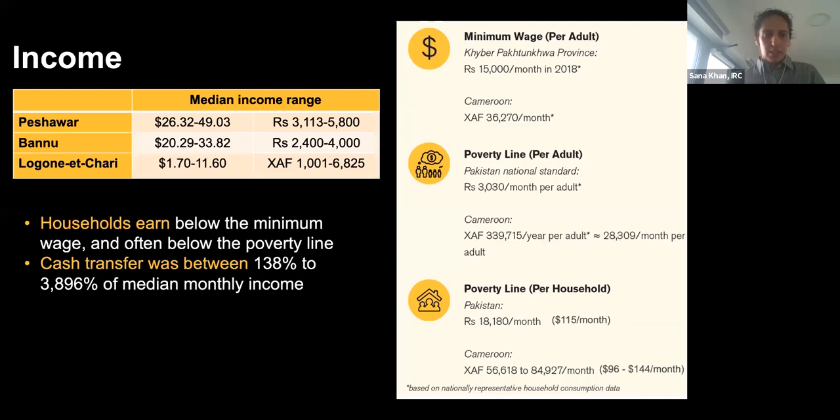Thanks. So just a quick note on the economic profile of the households that we were following. The most important thing to note here is that we're talking about extremely vulnerable, internally displaced persons and also host community populations. The median household income across the board is below the minimum wage. It's often below the poverty line. And the cash transfer was a very significant percentage of the income, which is also interesting because people who are familiar with the minimum expenditure basket also know that it's meant to capture households' basic needs. So here what we're essentially saying is that their income is not even meeting their basic needs.